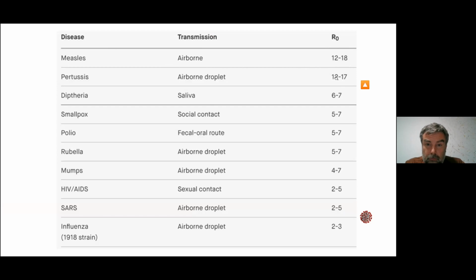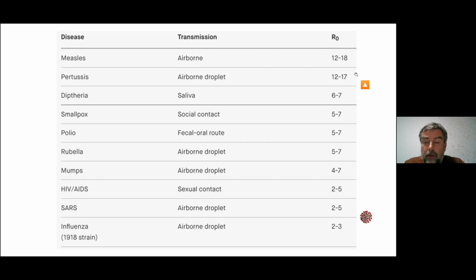But then it's a jump to smallpox, polio, and rubella, and even diphtheria. These reproduction numbers are substantially lower, and then influenza and HIV and SARS, the original SARS, are in a much lower bracket for the reproduction number. The original coronavirus from China was estimated with a reproduction number somewhere between 2.5 and 3, so it was not that infectious.